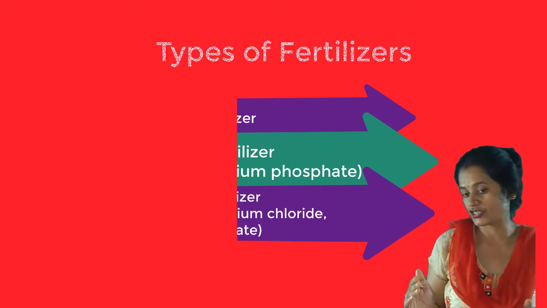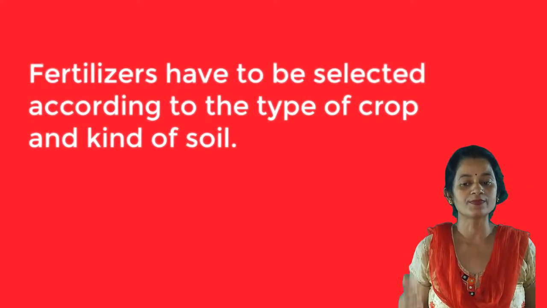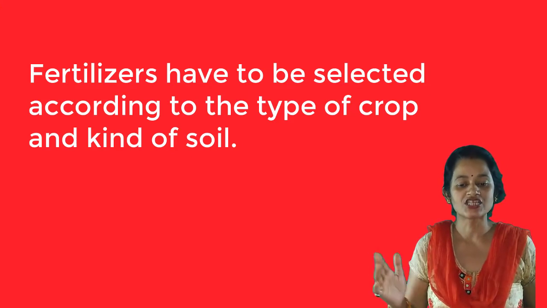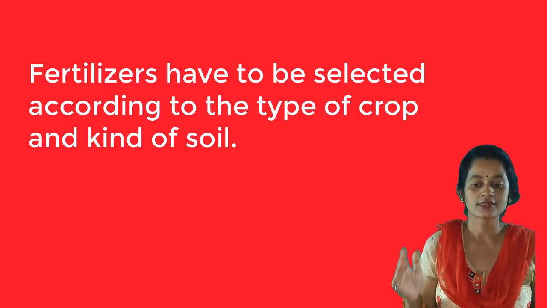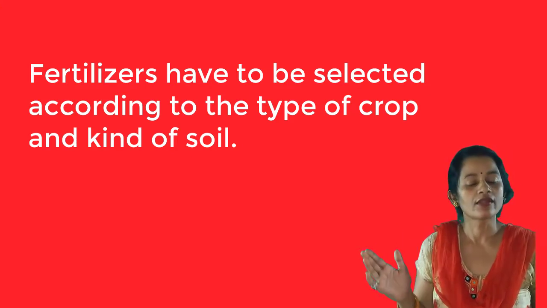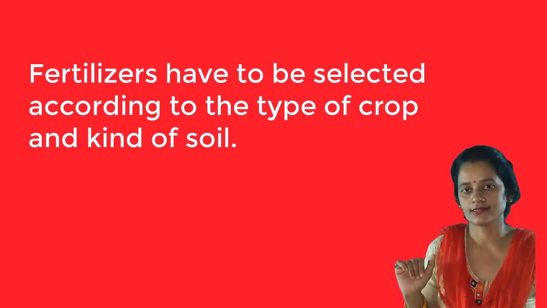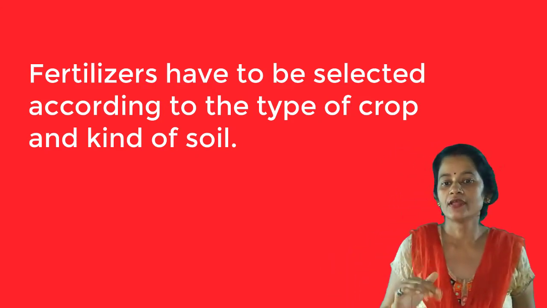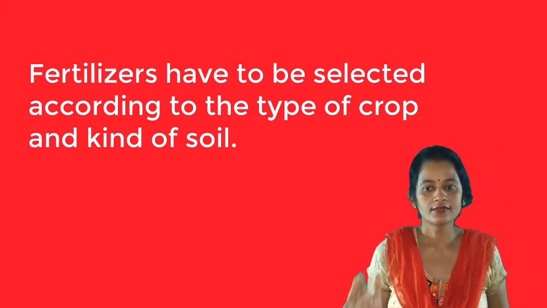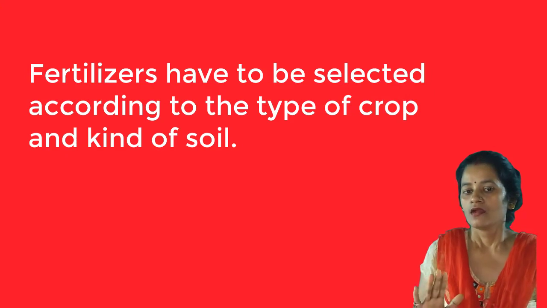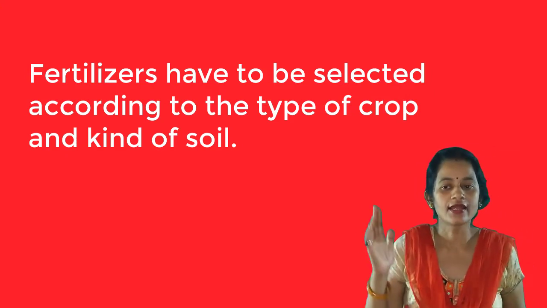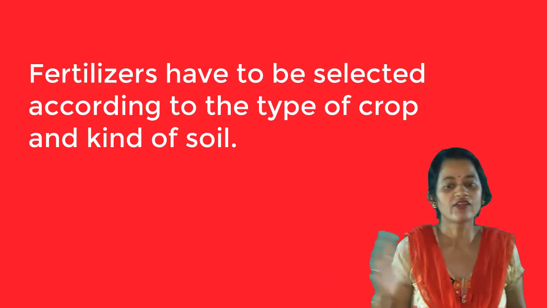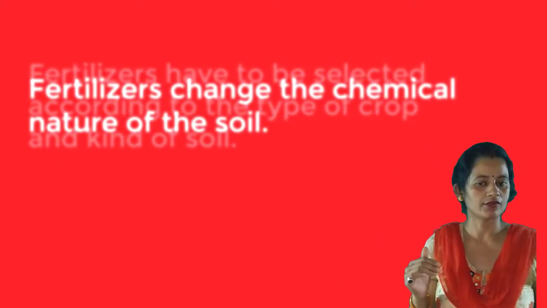Fertilizers have to be selected according to the type of crops and the kind of soil. For example, leguminous crops such as pulses, groundnuts, red gram, etc. do not need nitrogenous fertilizers. This is because the roots of such crops have nitrogen fixing bacteria, that is rhizobium, which can convert nitrogen of air into nitrogen compounds. Fertilizers change the chemical nature of the soil.